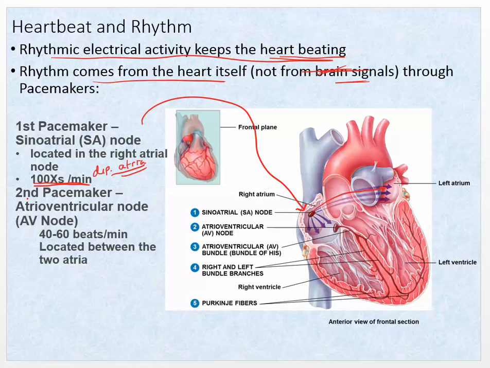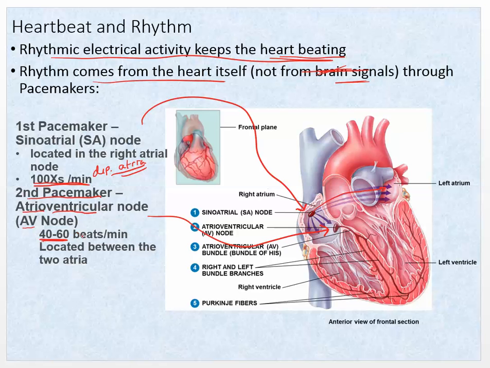The second pacemaker cell, or group of cells, is called the AV node, or the atrioventricular node. Atrioventricular, where do you think it sits? Right between the atria and the ventricles. It sits right here, on the atrial side, but it's right down there between the atria and the ventricles. So that's where it is. And it will, if left alone, depolarize at about 40 to 60 beats a minute.